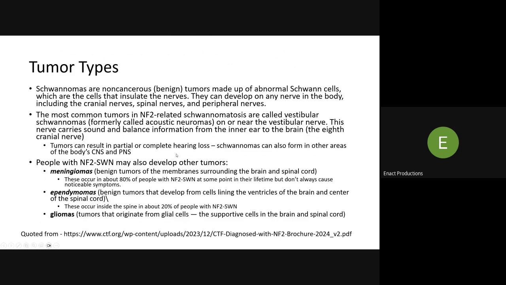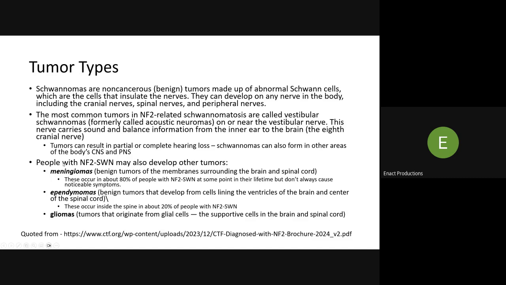So we're going to use this notation here, NF2-SWN. This is from the Children's Tumor Foundation, and it's a special focus on the NF2 schwannomatosis. And there's a chart I have coming up where we're like, what are these other ones? But that's the one that we're focusing on. It's mostly focused on that vestibular nerve. It carries sound and balance from the inner ear. It's the 8th cranial nerve.